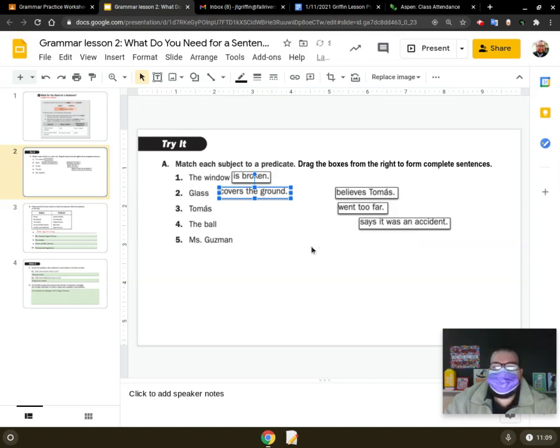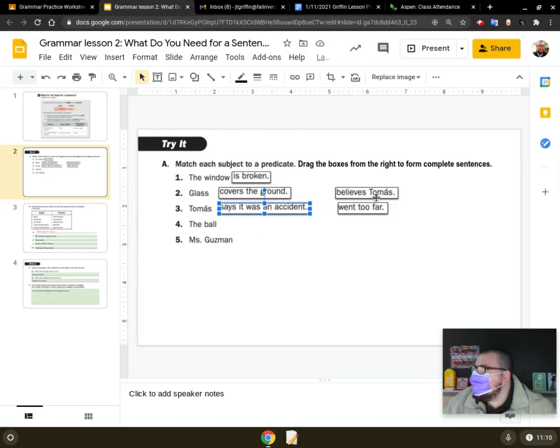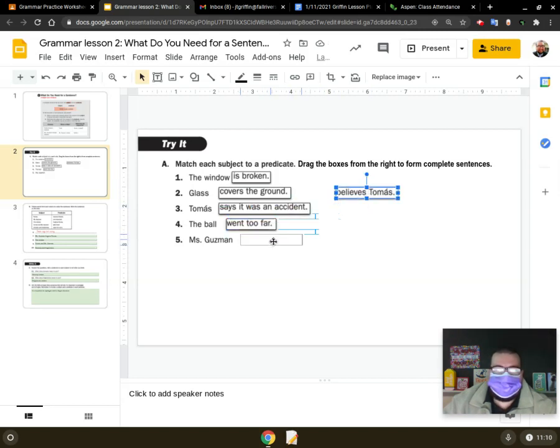Perfecto. So Tomás says it was an accident. Very good. The ball, because the ball wouldn't believe Tomás, right? The ball doesn't have the ability to believe, so the ball went too far. Excelente. And Ms. Guzman believes Tomás. Very good.